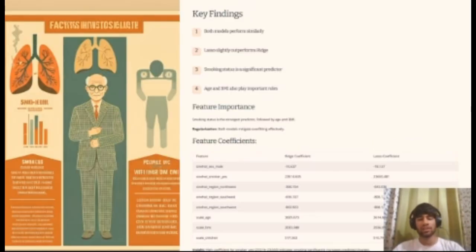Now here are the key findings. Our analysis revealed several insights. Both Ridge and Lasso models performed similarly, with Lasso slightly outperforming due to better feature selection. Smoking status emerged as the strongest predictor of medical costs, followed by age and BMI. Regularization effectively mitigated overfitting, ensuring our models generalize well to new data. These charts highlight smoking status as the dominant factor, which aligns with real-world healthcare trends.